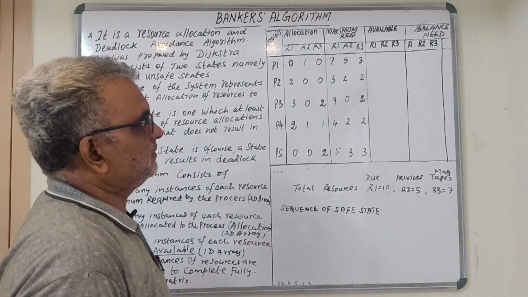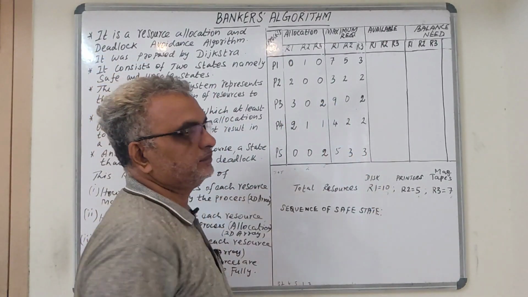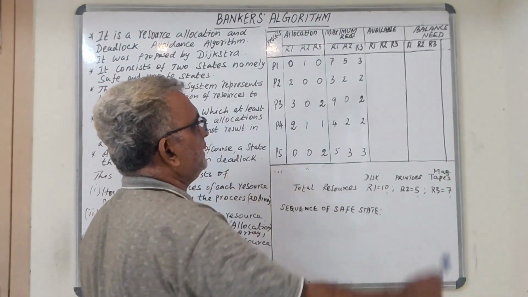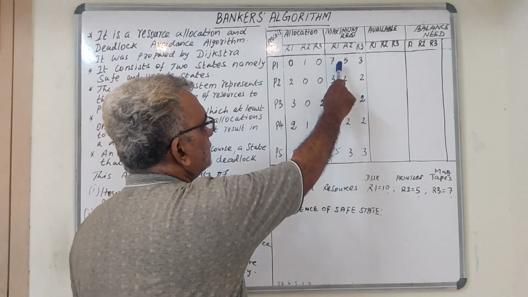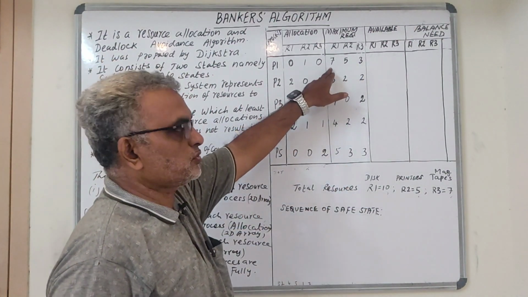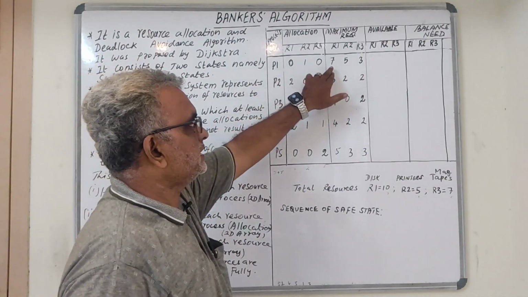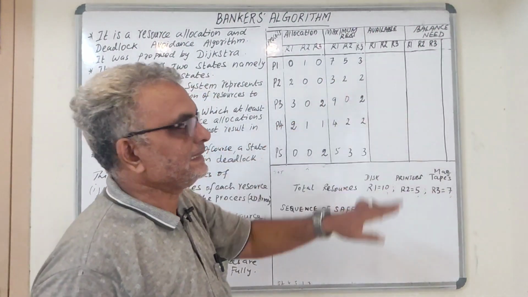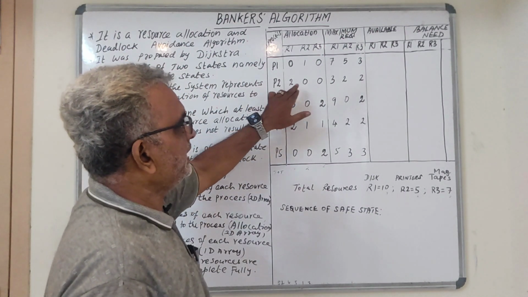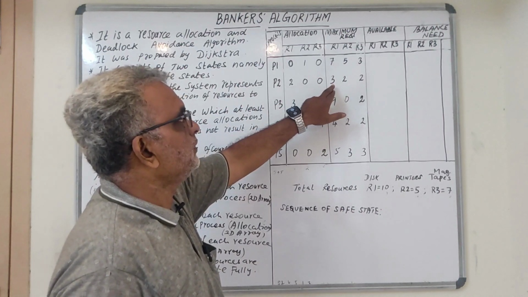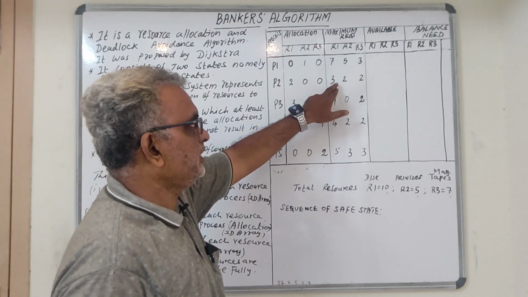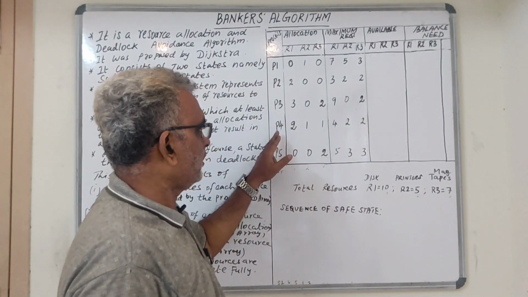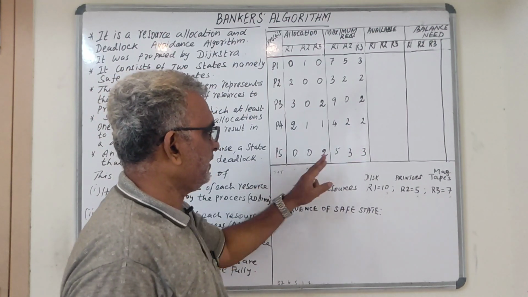Here the problem is given, and two things are given. We have 5 processes and the maximum number of resources required by each. For process 1, it is 7 of resource 1, 5 of resource 2, 3 of resource 3. Similarly, for P2 the maximum required instances are 3 2 2. For P3 it is 9 0 2. For P4 it is 4 2 2. For P5 it is 5 3 3.